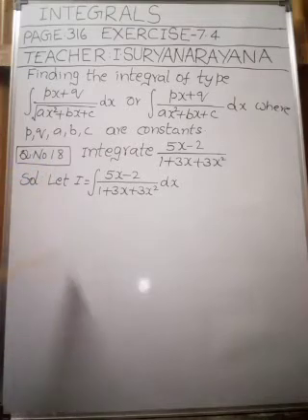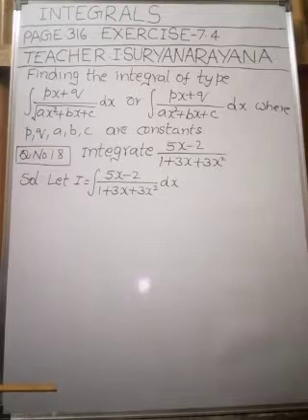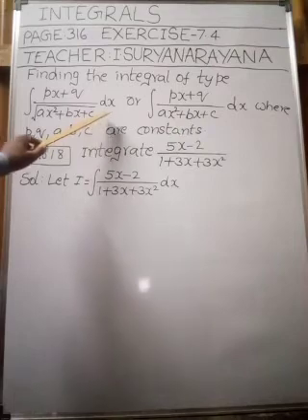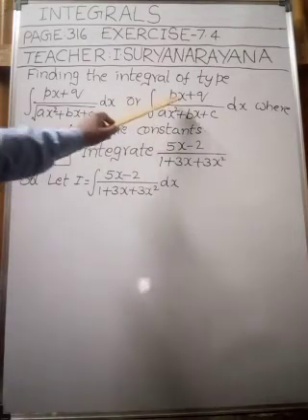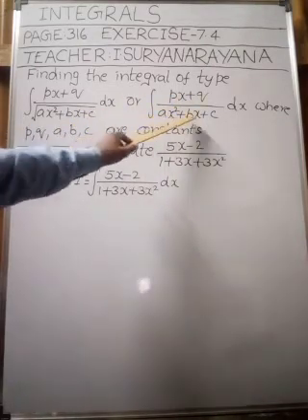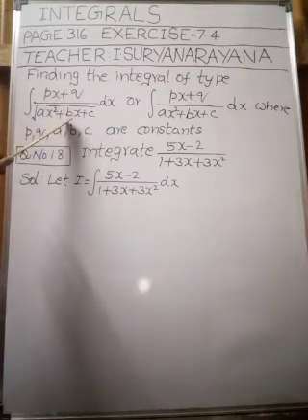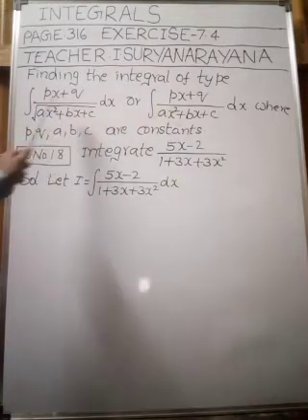From question number 18 onwards, that is 18, 19, 20, 21, 22 and 23, all these questions are of the form integral of (px plus q) by square root of (ax square plus bx plus c) dx, or integral of (px plus q) by (ax square plus bx plus c) dx. If you observe these integrals, at the time of concepts we discussed how to find the integral of functions in this form.